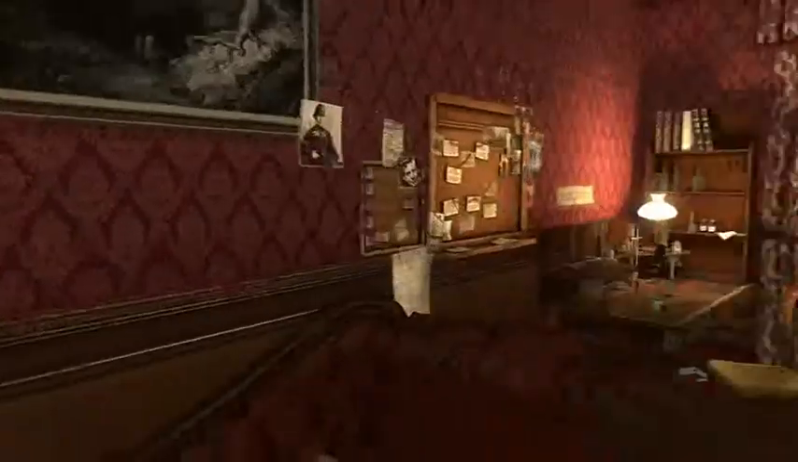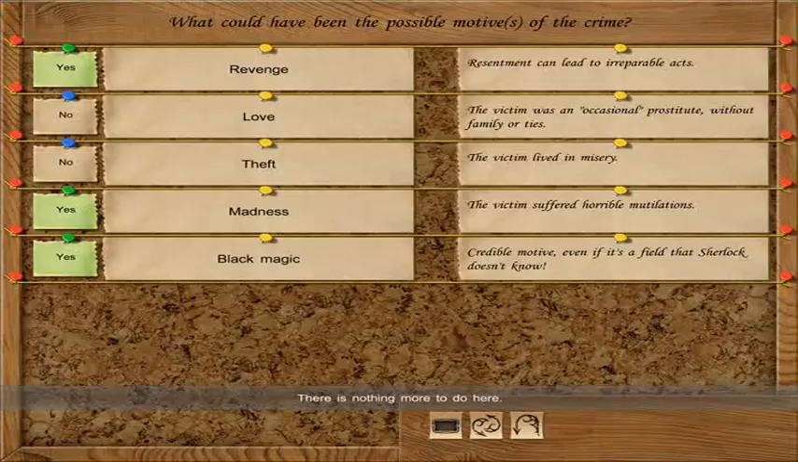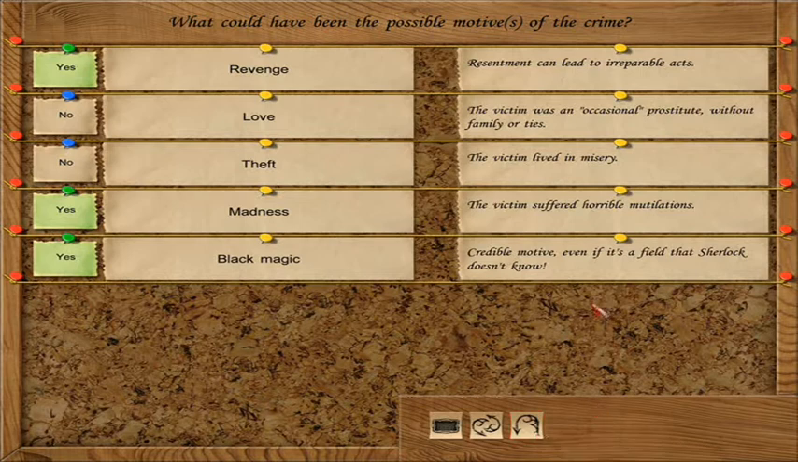Here's our little chart. And here we have the motives. There is nothing more to do here. Let's check in this one. Revenge, resentment can lead to irreparable acts. These are for the first crime. We haven't done anything for the second one. Madness, well, that's my version. I'd probably go for that.